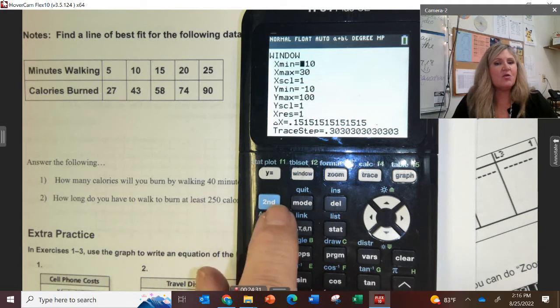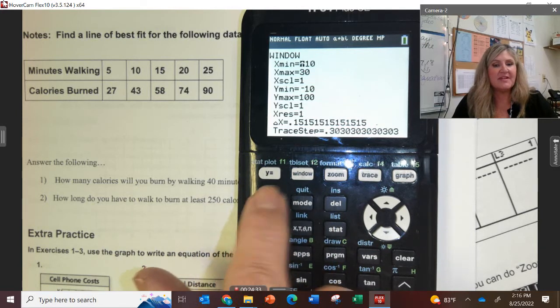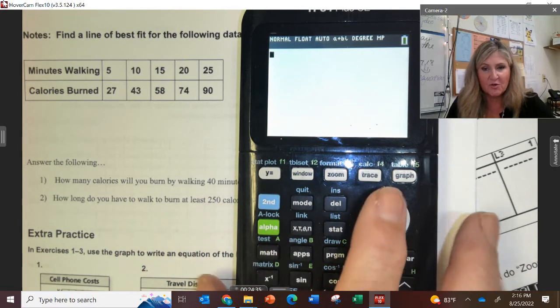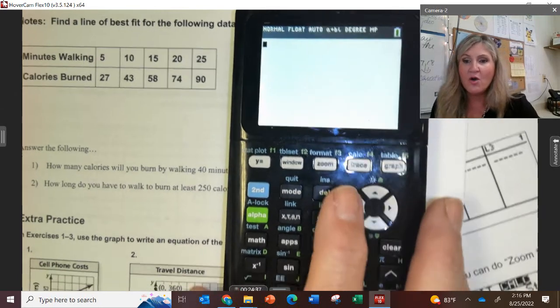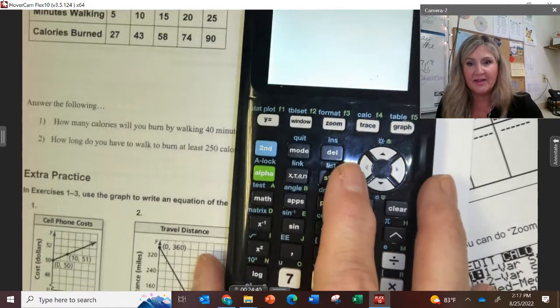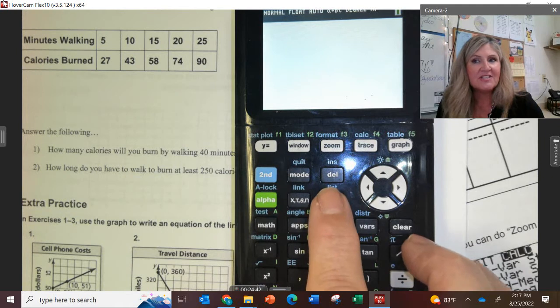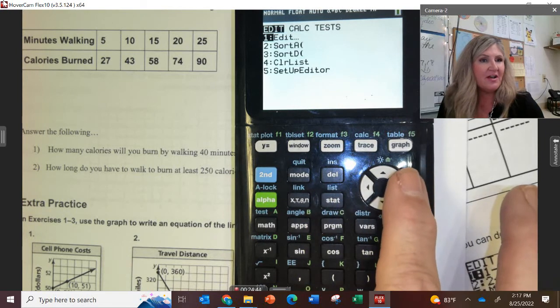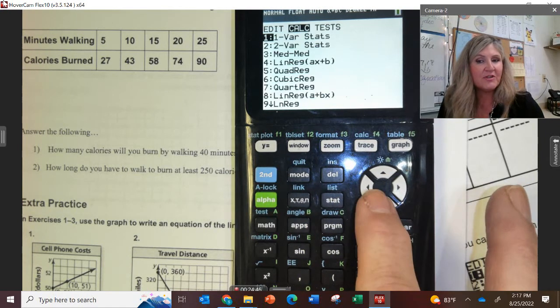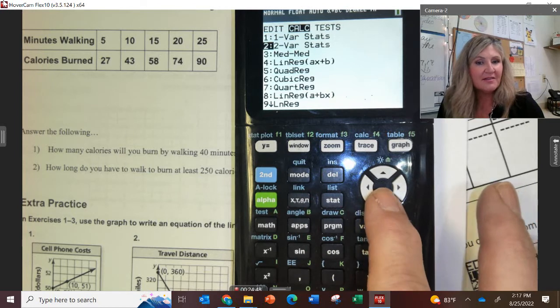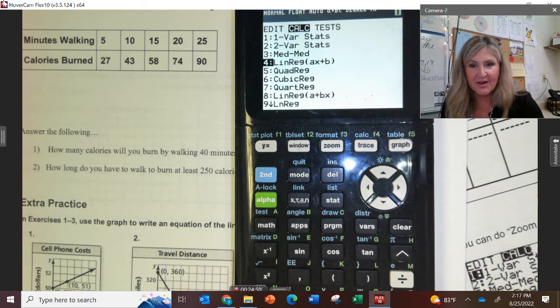Okay, so now we're going to quit. Second mode to quit. Our whole goal is to come up with this line that we need. So we have to go to stat. Do you remember where to go? Calculate. Which one do I want? Linear. It's linear. It's not a quadratic.